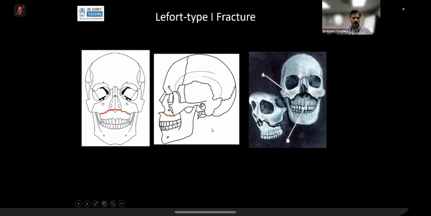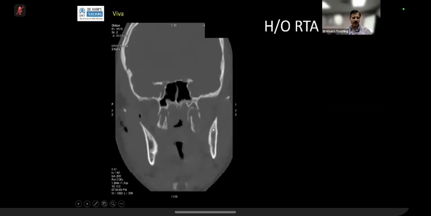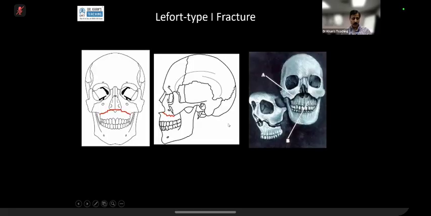One key point to remember is that in all Lefort injuries, the pterygoid plates will definitely be involved. It can be unilateral or bilateral. So please remember that, number one. In Lefort 1, look at this picture. It tells you everything. The line of fracture goes through the maxilla and then transmits posteriorly through the pterygoids.